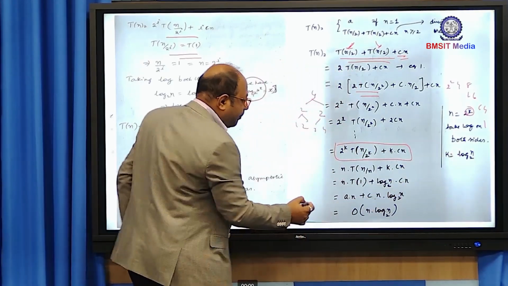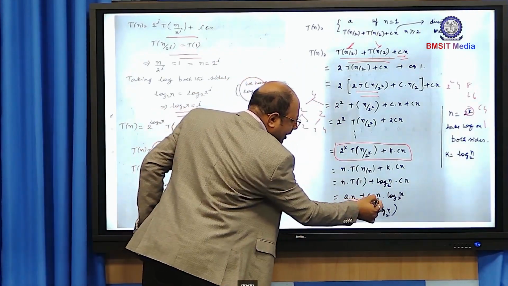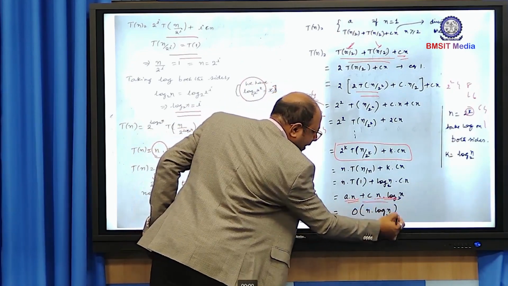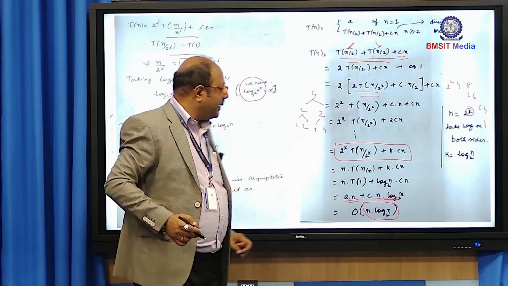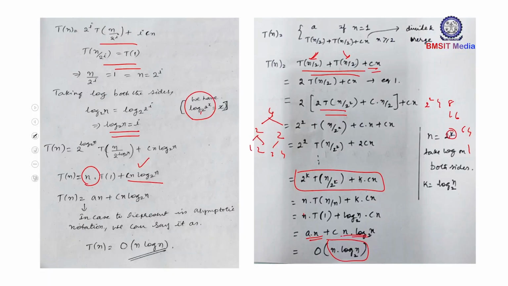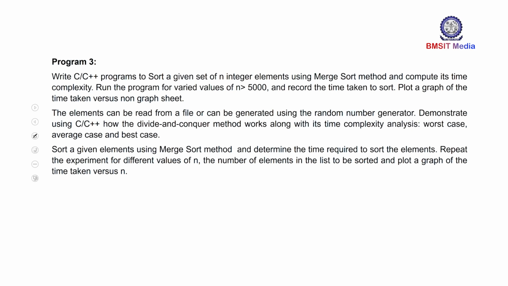In that context, between 1, n and log n to the base 2, the n value is bigger. So we retain big O of n log n as the complexity of merge sort in terms of the worst case. So I am going to give a demo on the problem 3 of DA lab.